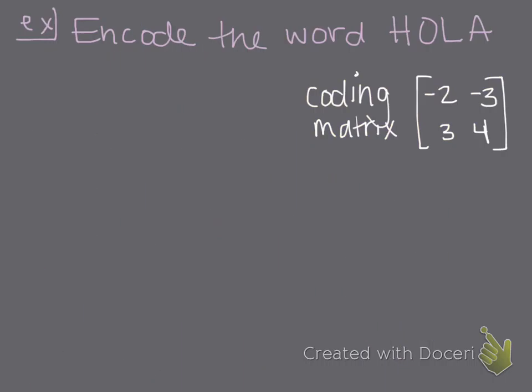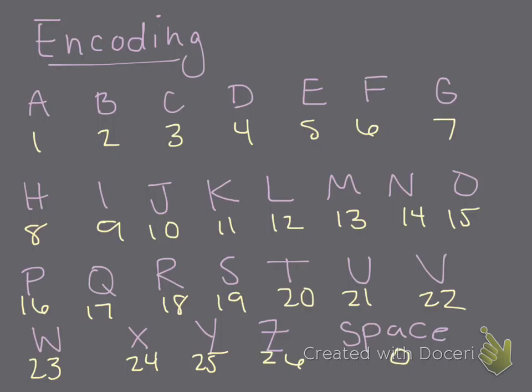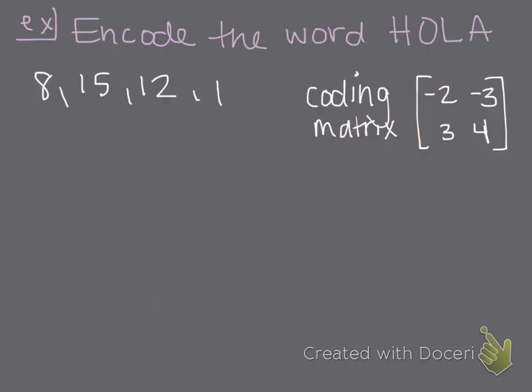So they want you to encode the word HOLA. First we need to find what numbers match. H is 8, O is 15, L is 12, and A is 1. Next we're going to take this and build our matrix with it, and we go down the column. So I would put my 8, 15, 12, 1.